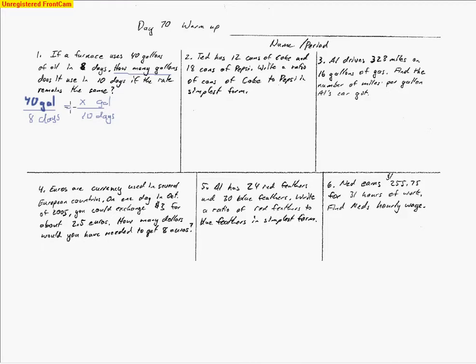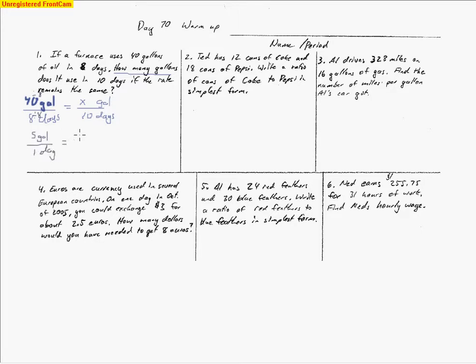So we'll go ahead and cross multiply from this point. But one thing we could do to make the problem a little bit easier is try to reduce this fraction. I see that they both have a common factor of 8. So I can divide by 8, and that'll make the problem go a lot faster. And so now I have 5 gallons over 1 day. So 5 gallons per day.